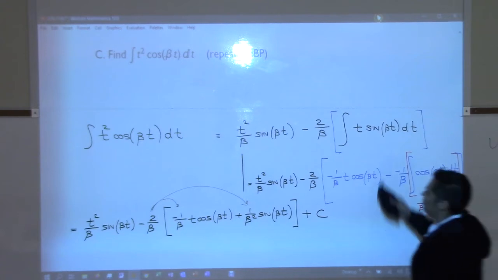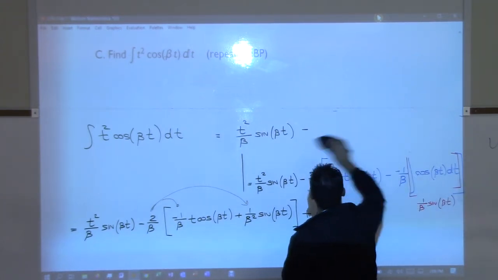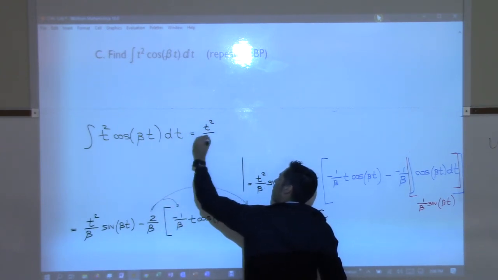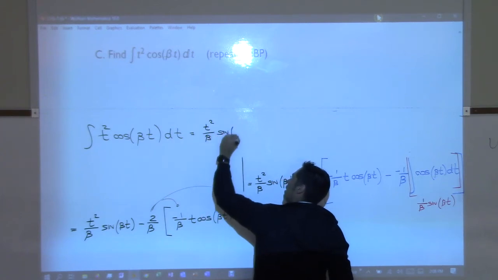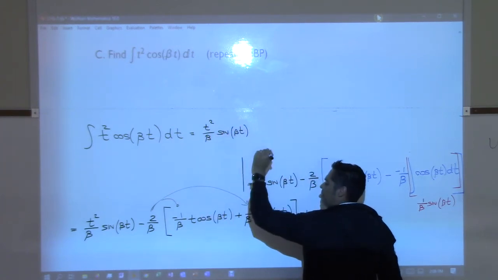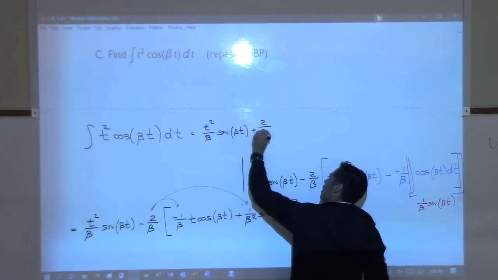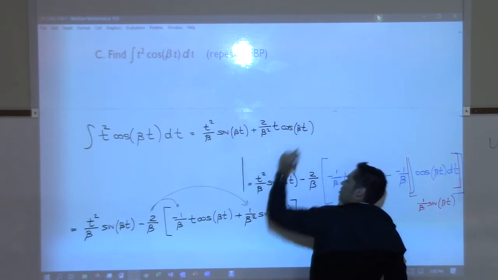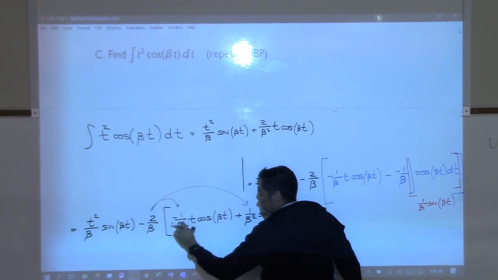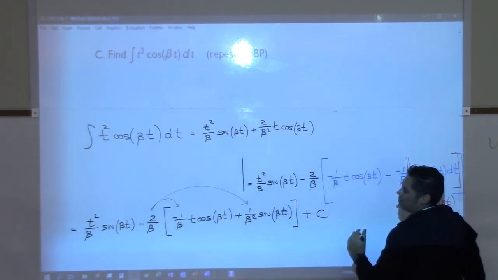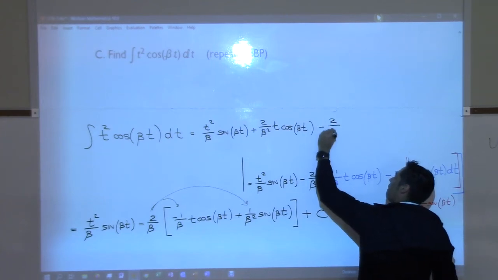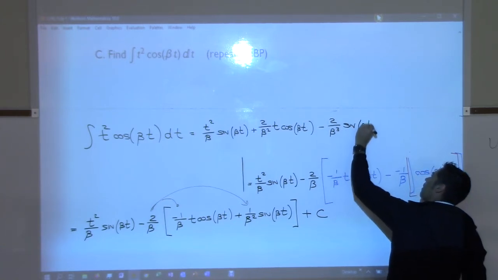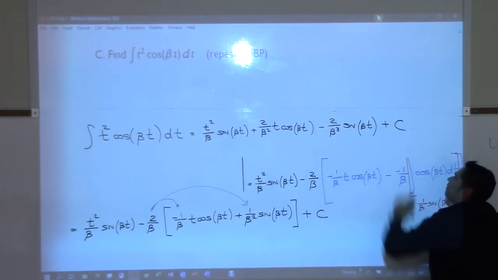So our final answer will be that this equals t squared over beta sine beta t, okay, plus 2 over beta squared t cosine of beta t. That's just me distributing this to this. Negative, negative is positive. And then my last one will be minus 2 over beta cubed, right? And then sine beta t plus c. There it is.